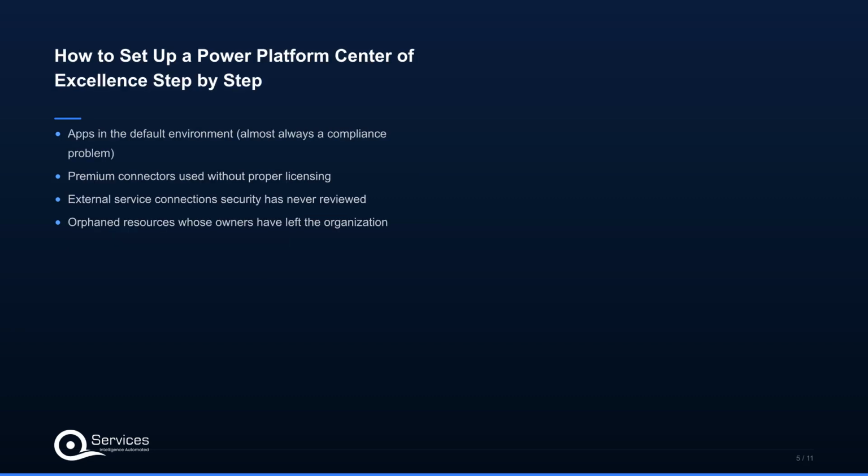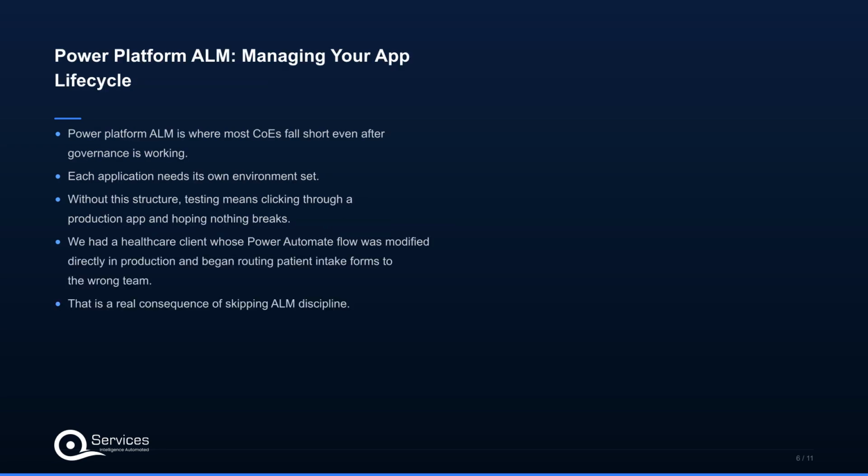Now, how to set up a Power Platform Center of Excellence step by step. Setting up a Power Platform Center of Excellence takes 8 to 16 weeks for a mid-market organization, depending on existing Power Platform activity and how mature your IT governance processes already are. Before writing a single policy, know what exists. Use the COE Starter Kit admin dashboards or PowerShell to pull a full inventory, every app, flow, and connector in use, and who built each one. Watch for these signals.